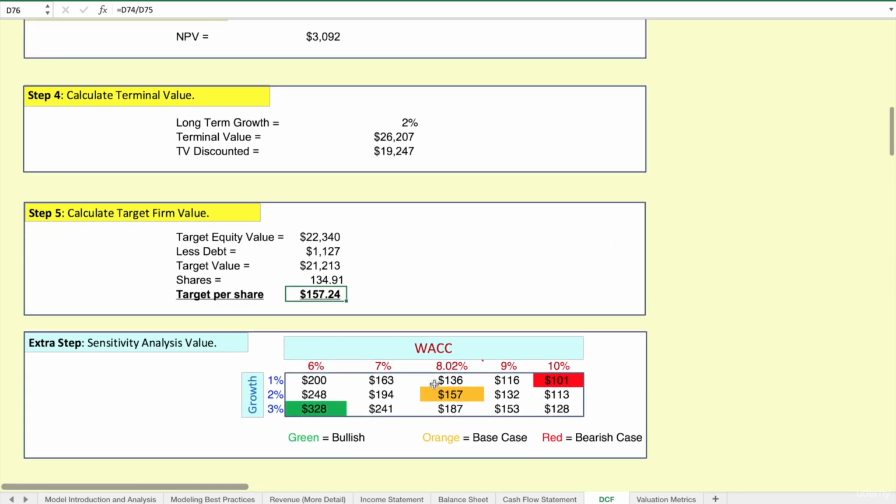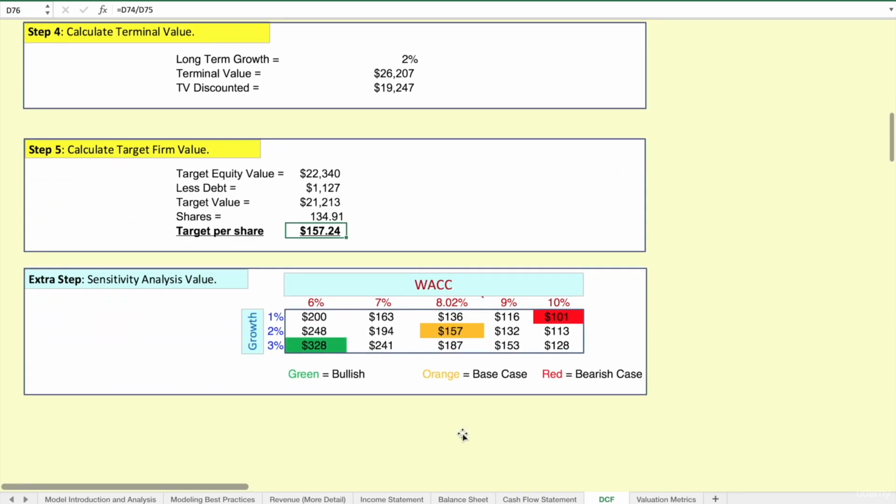Okay, cool. And that's at a growth rate, remember, of 2% in the long term, and a weighted average cost of capital of 8.02%. That's the WACC. And that's $157. Okay, that's our base case. Then I create what's called a sensitivity analysis table here. And a lot of analysts love to use this, right? And it's basically great because you can show your clients, here's a menu of where the numbers could be. You tell me if you're bearish or you're bullish.